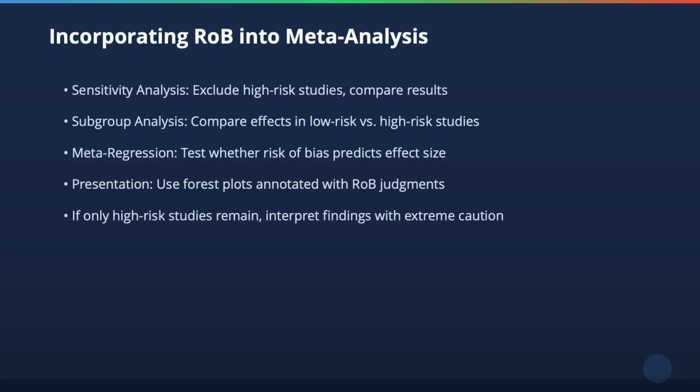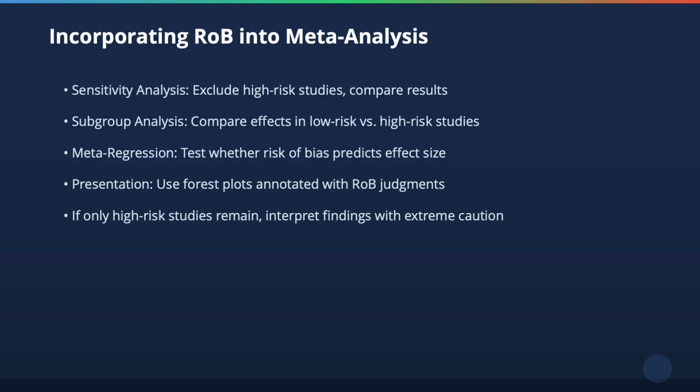Let us go deeper into specific analytical methods. Sensitivity analysis is the simplest. Exclude high-risk studies and compare results. If the pooled estimate changes substantially or statistical significance shifts, biased studies are driving findings. Always report these results even if nothing changes. Subgroup analysis creates two groups based on overall risk of bias and tests whether the treatment effect differs between them. A formal test for subgroup differences is informative here.